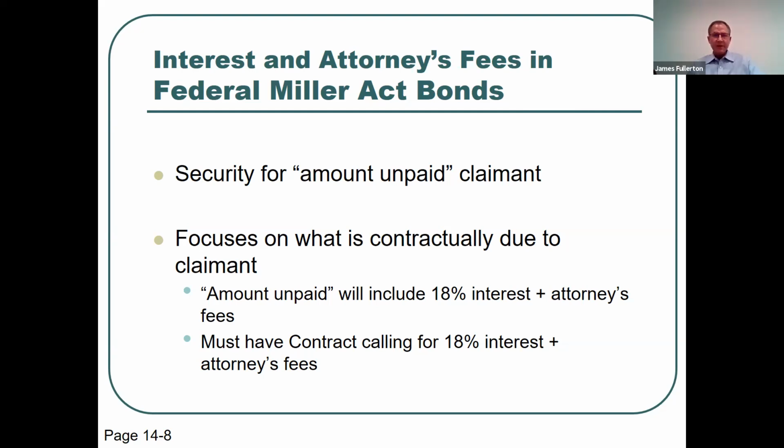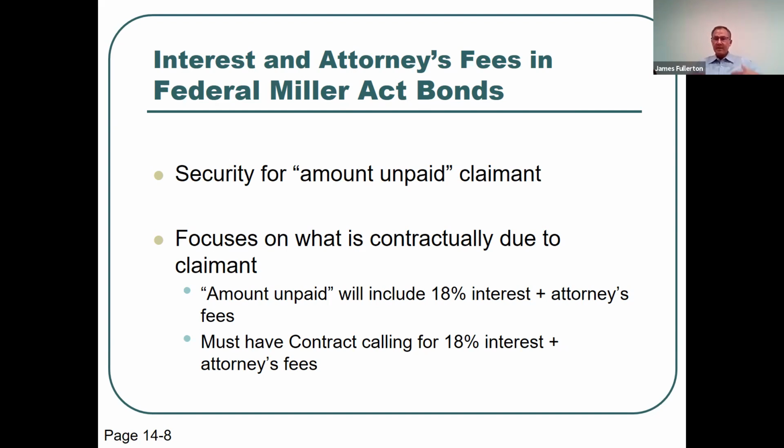There could be other forms of penalties and consequential damages. It all depends on how the contract is worded. But the bond claimant is going to be able to collect the amount unpaid under the contract. Notice you must have a contract saying 18% interest and saying attorney's fees in order to be able to get that. So this is another instance that it's important to have good contract documents.